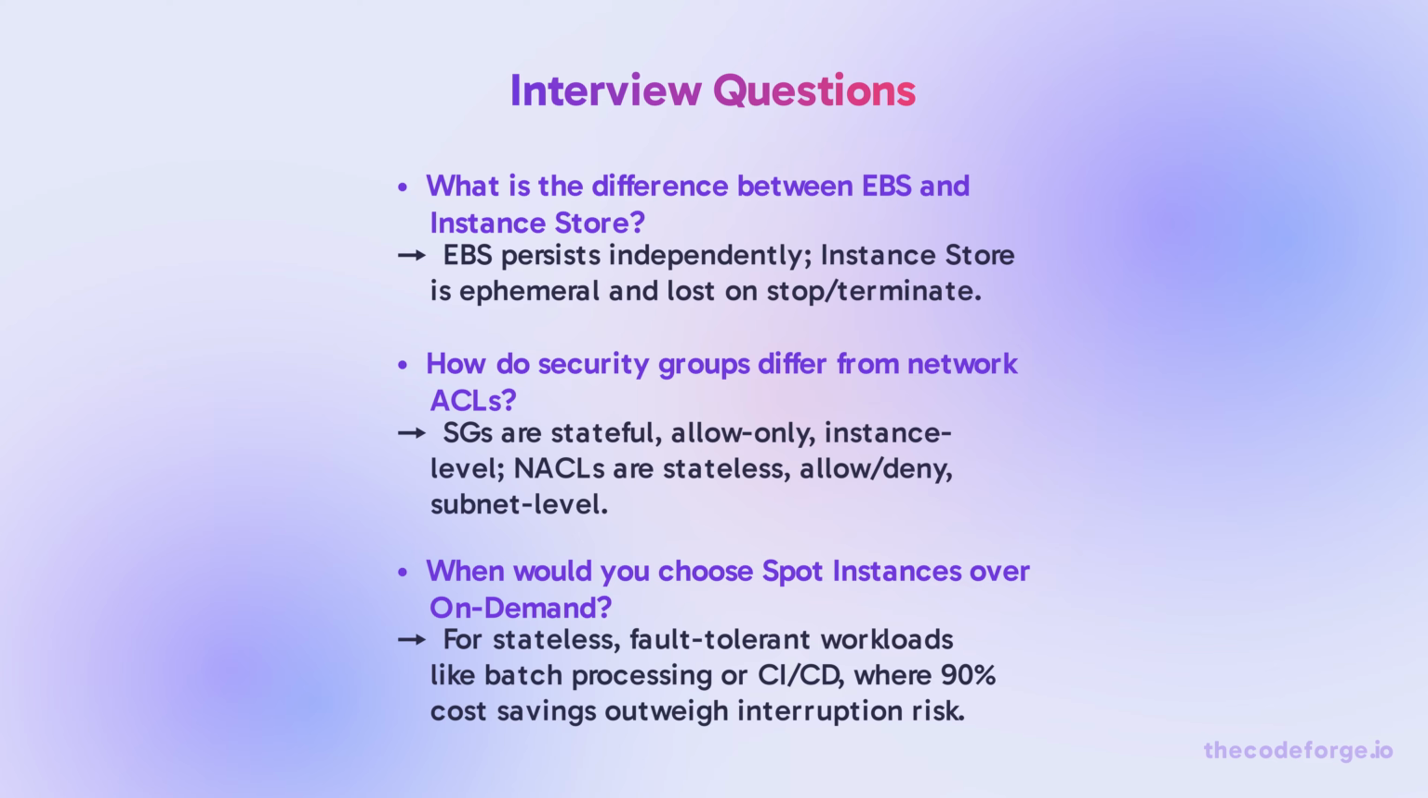How do security groups differ from network ACLs? SGs are stateful, allow-only, instance level, and ACLs are stateless, allow and deny, subnet level. When would you choose spot instances over on-demand? For stateless, fault-tolerant workloads like batch processing or CI/CD, where 90% cost savings outweigh interruption risk.